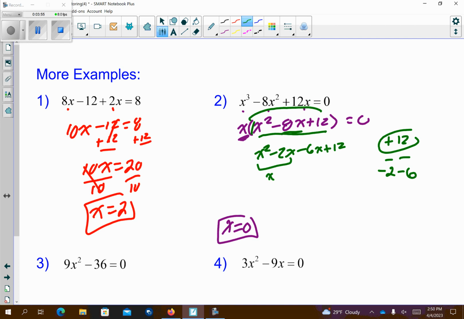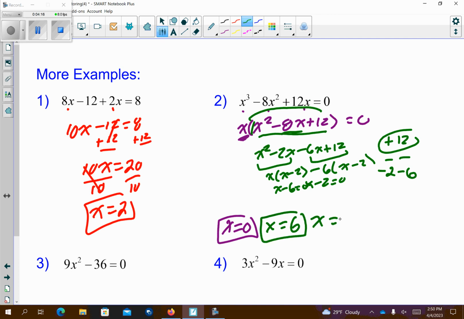I have an x in common here. That gives me x minus 2. The subtraction sign comes down. I can factor a negative 6 out. And remember, the sign's going to change. So that's going to give me x minus 6 and x minus 2 for my answers. Set each of those equal to 0 and solve it. So this one, I will add 6. So I also get an answer of 6, and I will add 2. Get an answer of 2. So my answers are 0, 6, and 2. There's three answers to it.